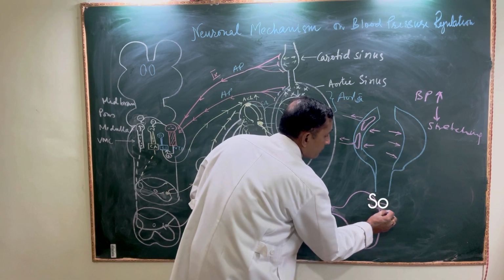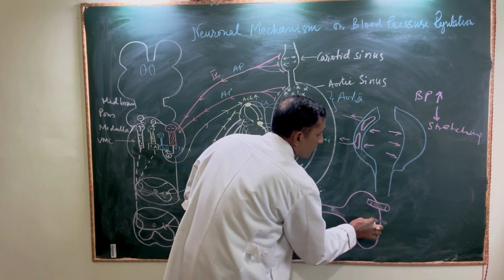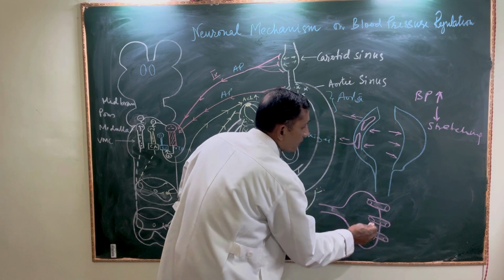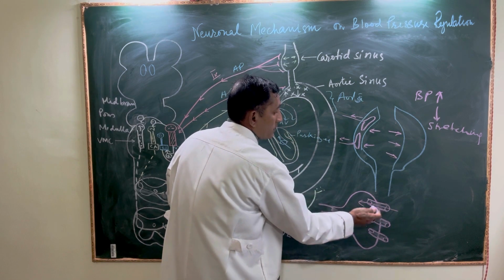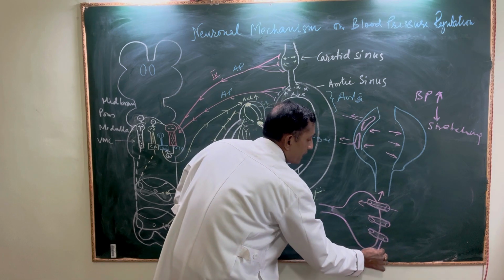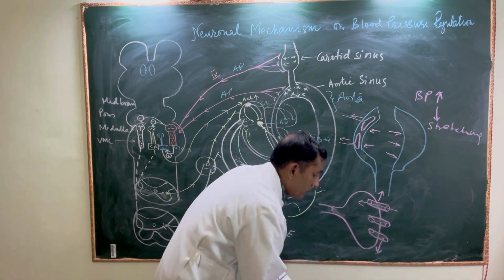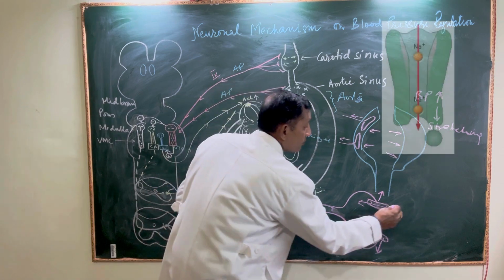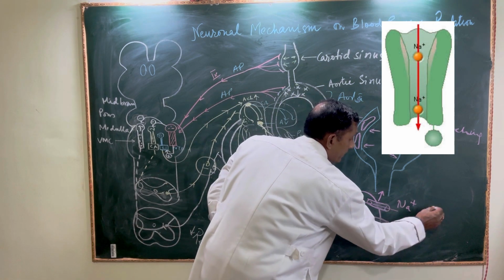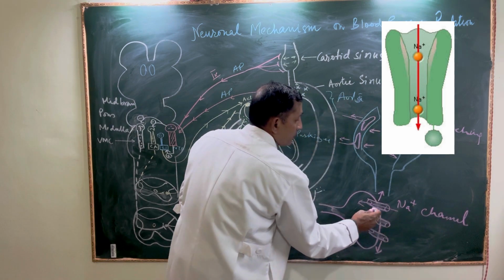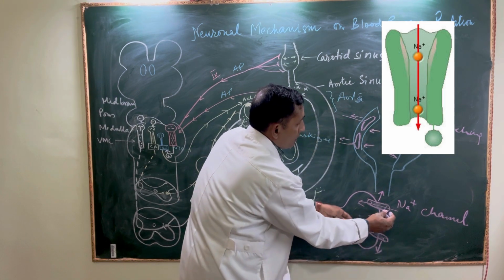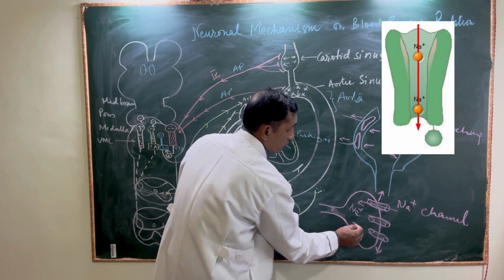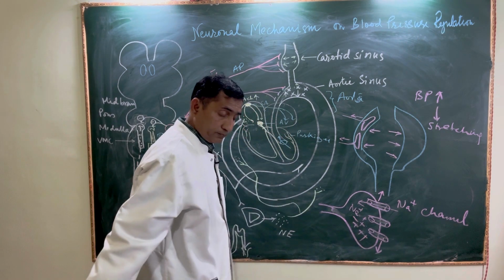Because of this, in the nerve ending, we have a sodium channel. I am drawing the diagram of the sodium channel, and because of stretching, this will be pulled like this, so there is stretching. Because of this, there will be opening of the sodium channel. Because pressure is increased, stretching is there, so the sodium ion will come inside. So inside we will have more positive charges.